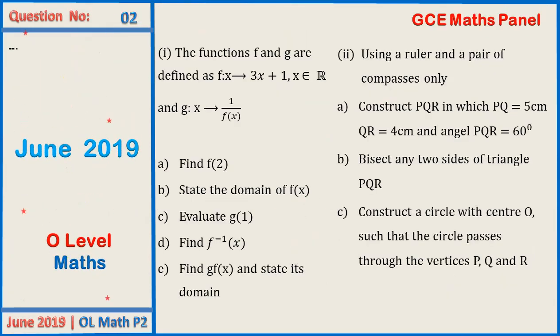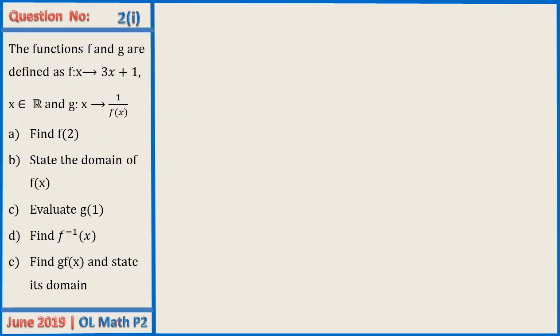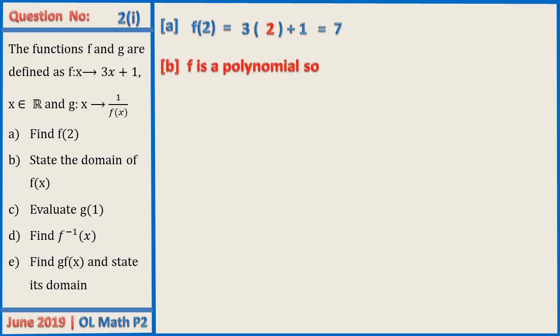All right, question 2, we have functions. So the functions f and g are defined as f of x equals that and g of x equals that. The function f of x has domain x an element of R. Now A, find f of 2. Just substitute the value of 2 in the function f. You have 3 times 2 plus 1 giving us 7.